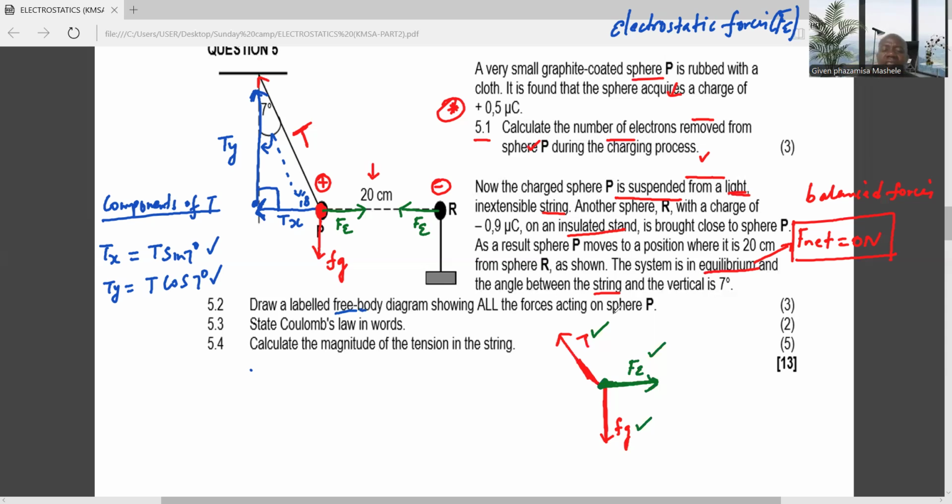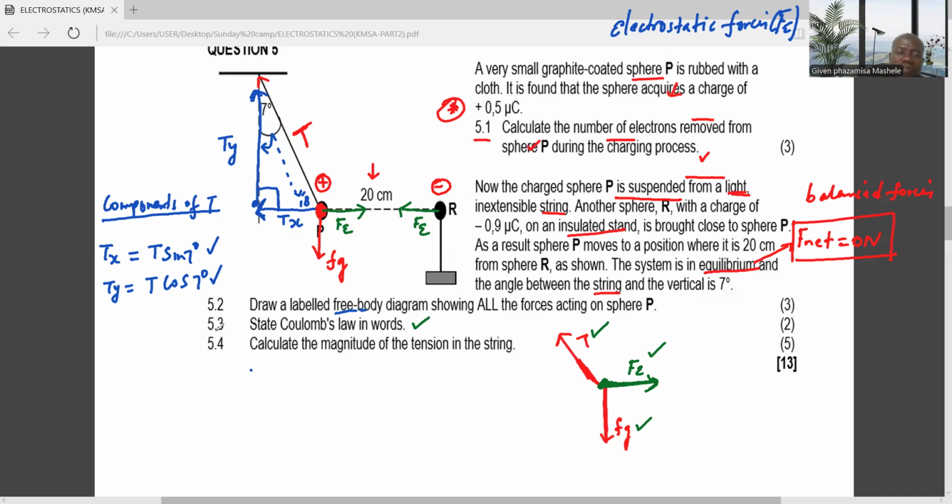Another thing, guys, the second one says, state Coulomb's law in words. I believe you can state that the magnitude of the electrostatic force between two point charges is directly proportional to the product of the magnitude of their charges and inversely proportional to the square of the distance between them. That is according to Coulomb's law.